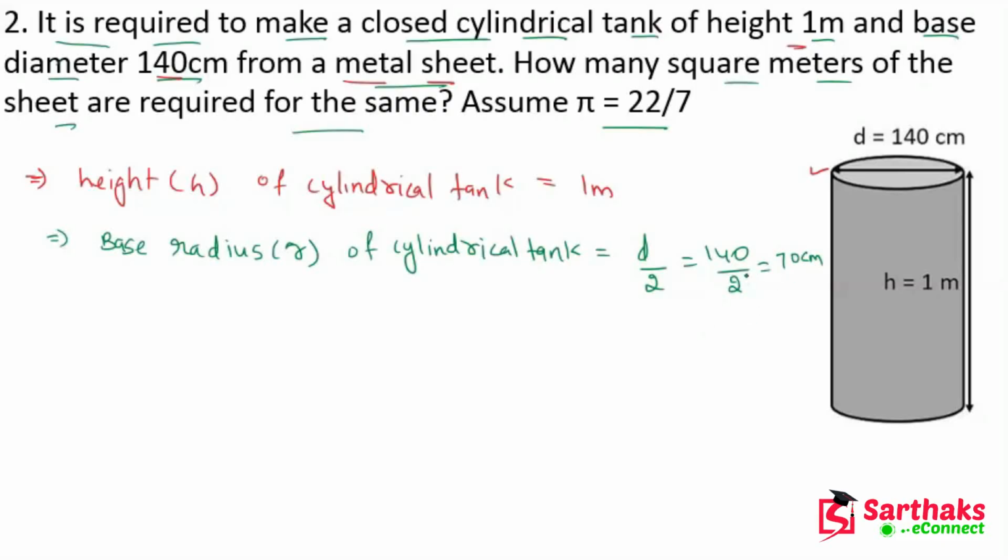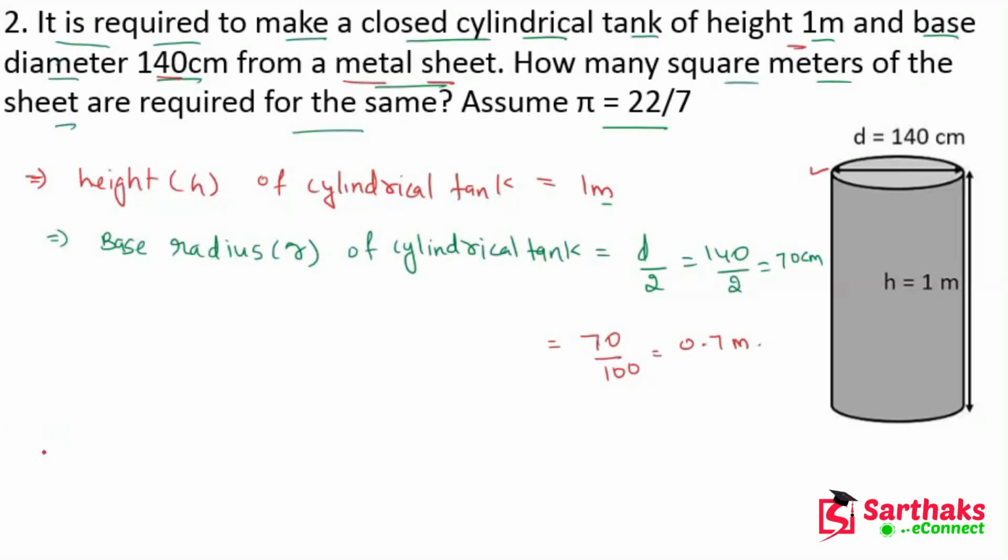Now you can see that we have radius in centimeter unit and the unit of height is meter. So we have to change the unit. So here we are converting that 70 divided by 100, we get 0.7 meter. We are converting the unit of radius. Okay, got it my dear friend?